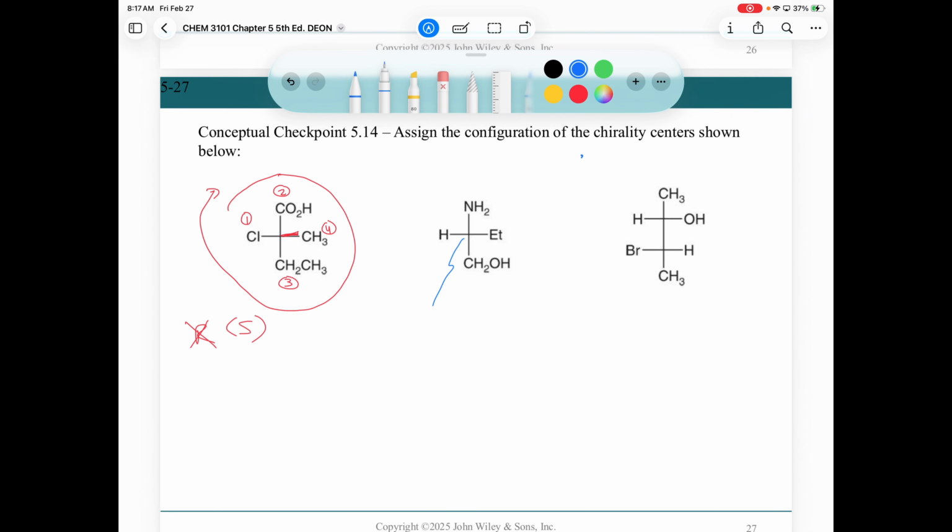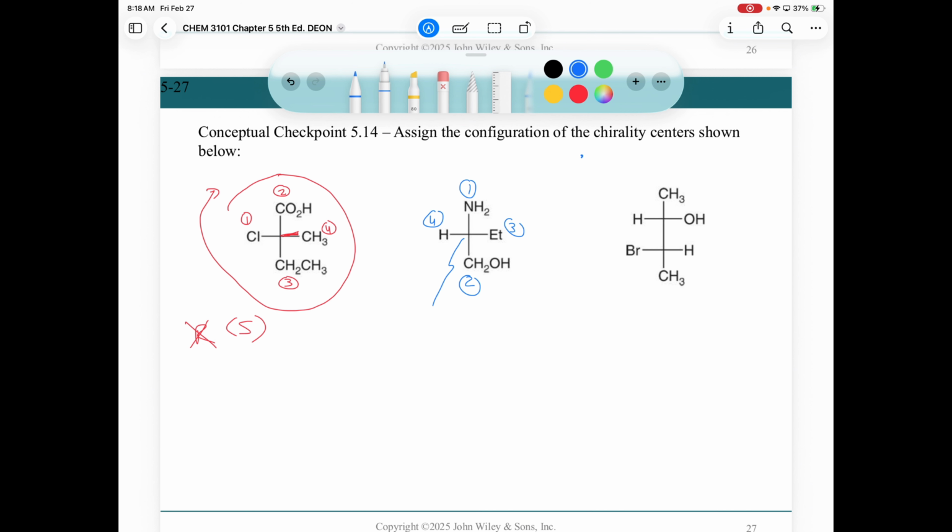What about this one here? I'll throw it out to you guys. Anybody have an idea about this one? Would it be R or S? There's one chiral carbon. It would be an R compound, right? So the nitrogen takes highest priority. This is going to take second highest. This would take third highest. Obviously, the hydrogen is last.